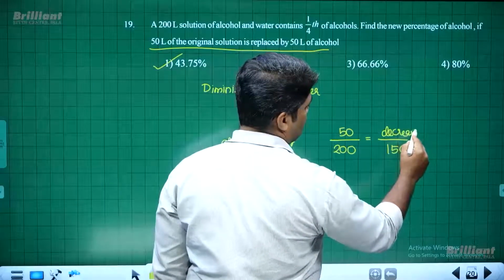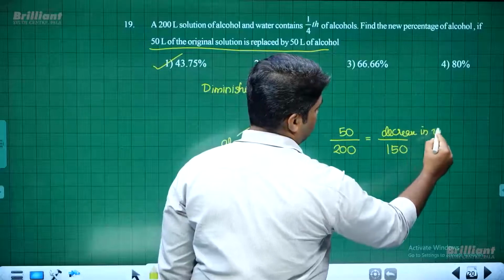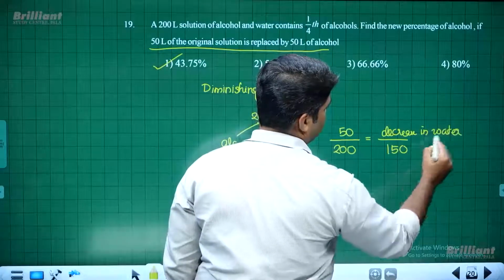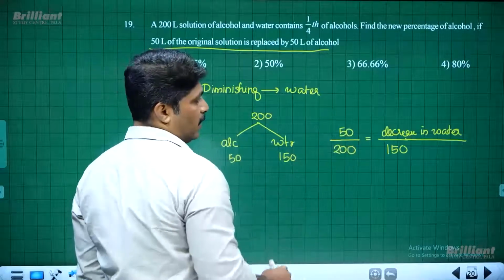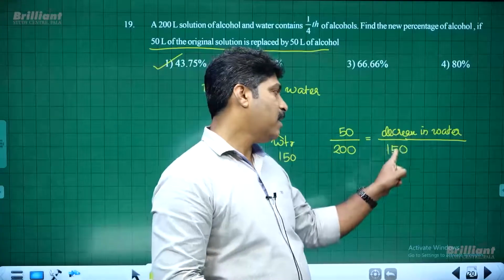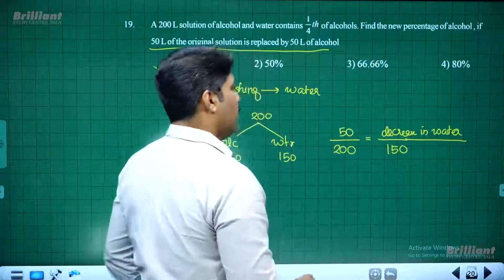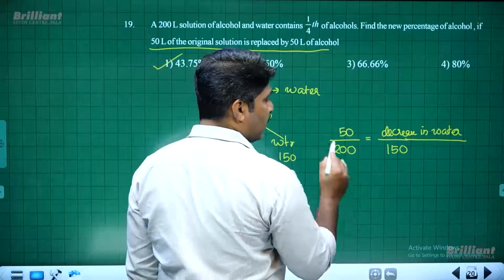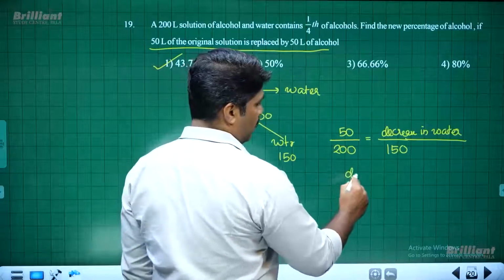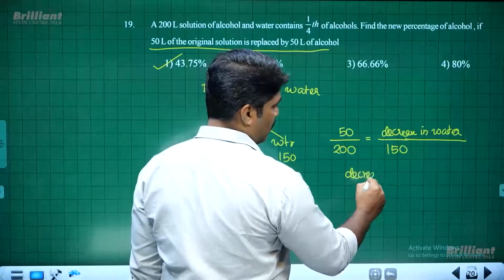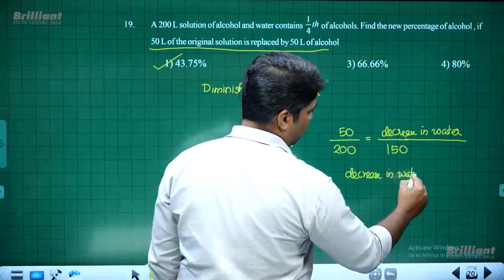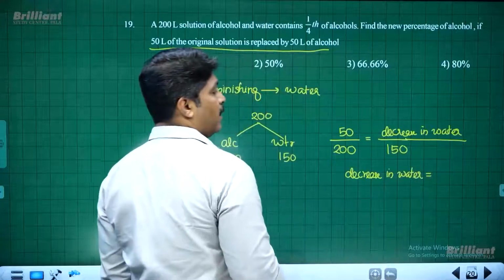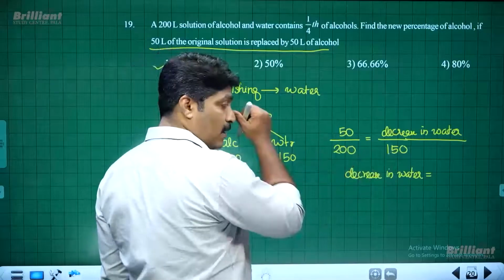Decrease in water. So both are the same. That's simple logic. This is the total replacement, total quantity. So this is the decrease in water, the initial quantity of water. Therefore, we have to consider what the decrease in water is. That's simple. We can take this towards the left side.